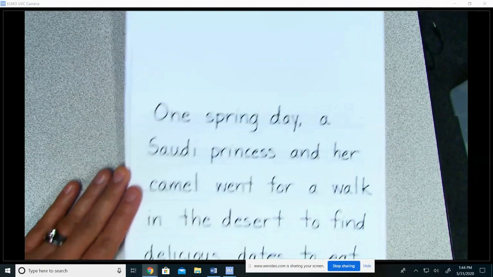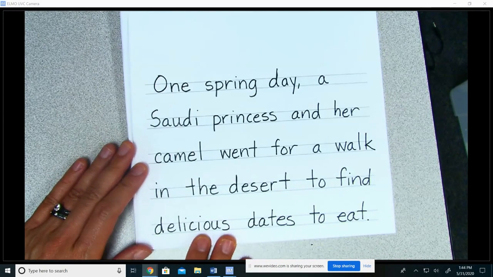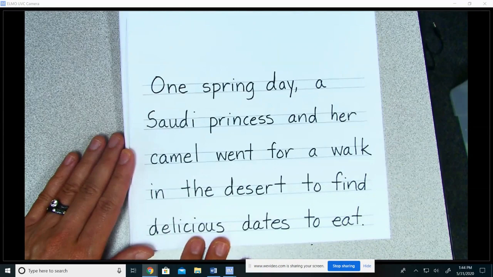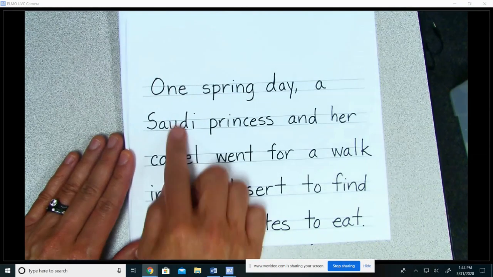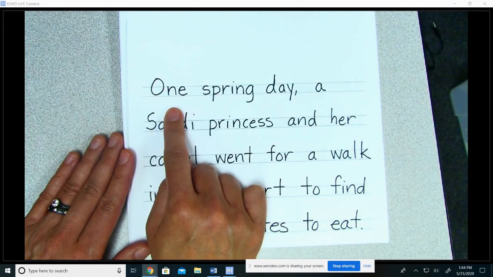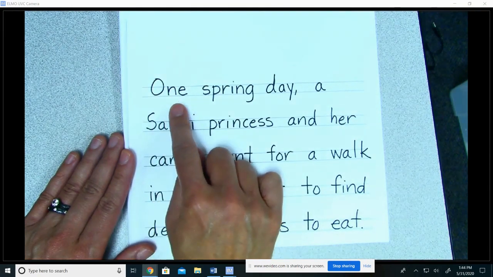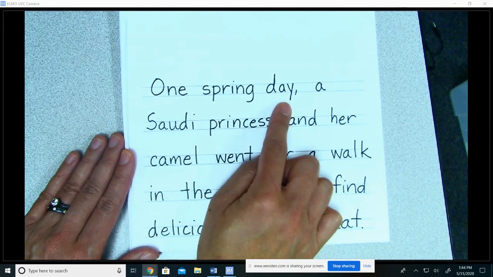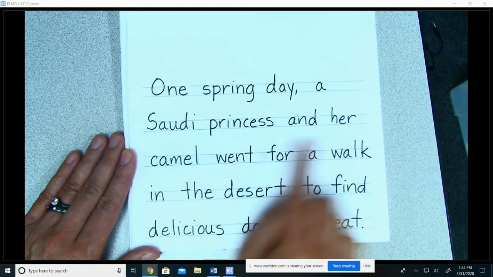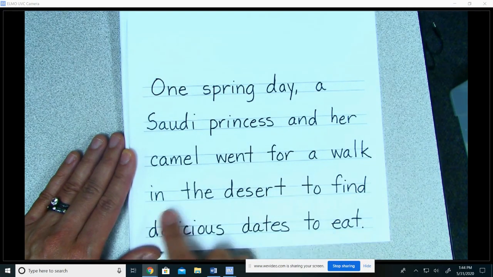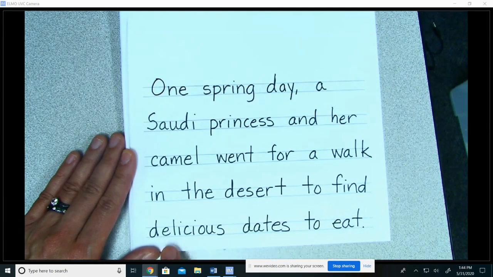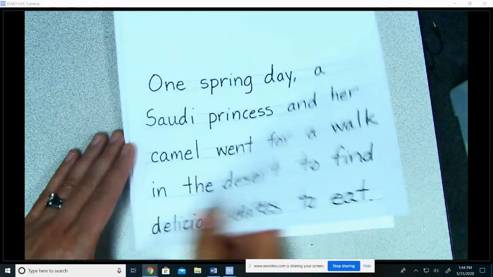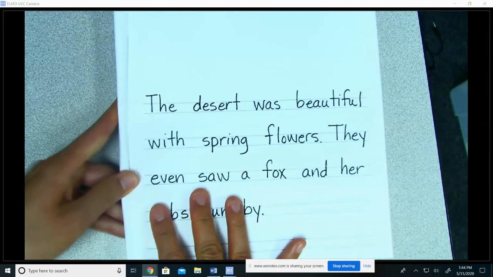So let's go back and look at the story that Mrs. Pollock had written. And I will continue with the next 2 pages because you should have done 2 pages yesterday already. So here we go. Let me go back and read it again, and then I'll continue with my story. One spring day, a Saudi princess and her camel went for a walk in the desert to find delicious dates to eat. And Mrs. Pollock even remembered to put her period. Let's go to the next page.